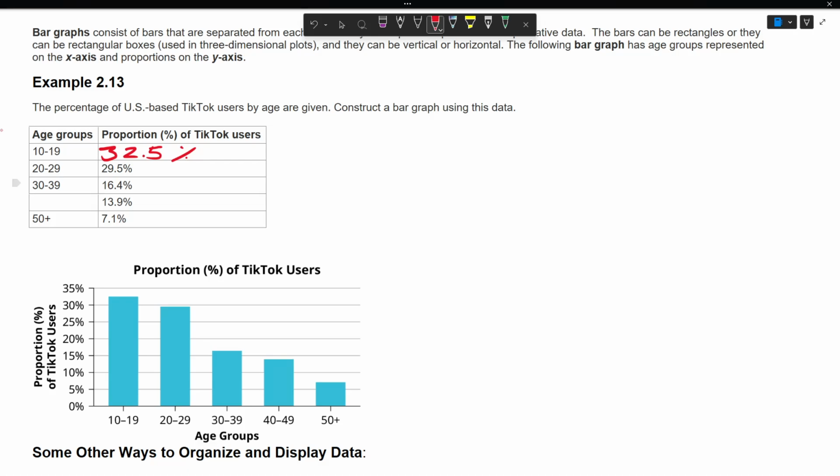Down here, we go from 30 to 39. This should probably be 40 to 49, right? This one right here goes up to almost 15%, where they have here 13.9. Sounds good. So let's do 40 to 49.